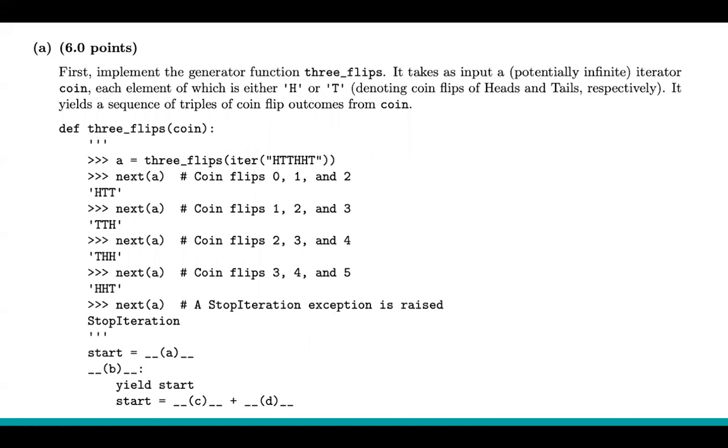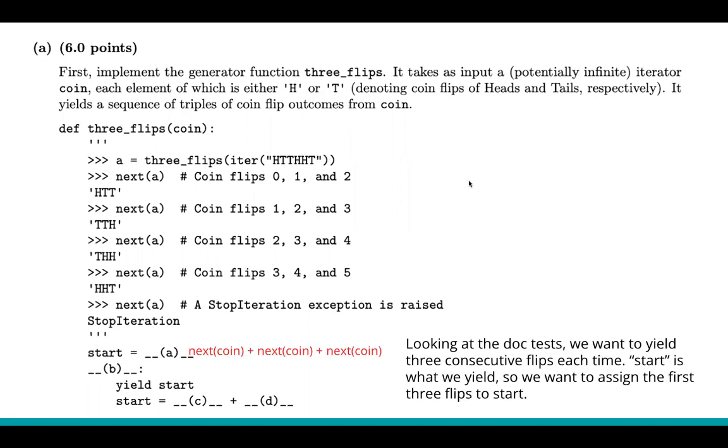Okay. Hopefully we made some progress on that. Let's go over this problem. So if we look at the doc tests, I kind of gave this away at first, but we want to yield 3 consecutive flips each time, and start is what we yield. So we want to assign the first 3 flips to start.